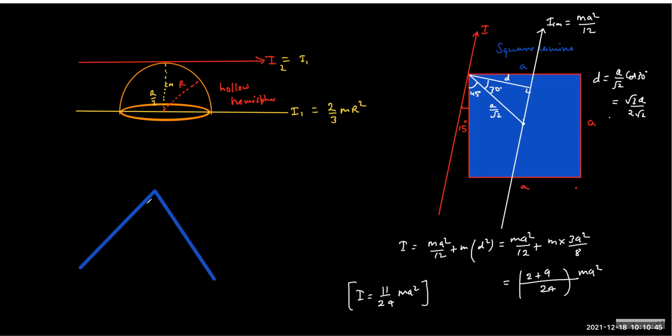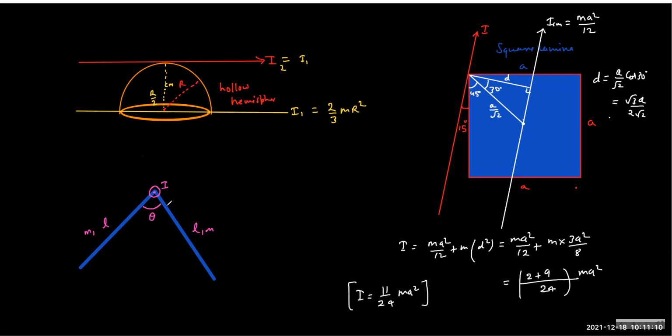Let's say we have two rods of length L each and mass M each. And we want to find the moment of inertia about an axis passing through this hinge and perpendicular to the plane. What is this I? Now, no matter what this angle is, the answer will be the same.